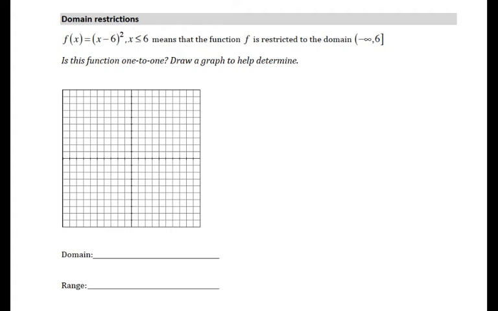While it's true that a quadratic function like this one here, f of x equals (x minus 6) squared, is not one-to-one over its entire domain, it is possible to restrict the domain in such a way that results in a one-to-one function. So for example, if I lightly graph this whole function, this is a parabola that is shifted right 6. So I'm going to construct it over here starting at (6, 0).